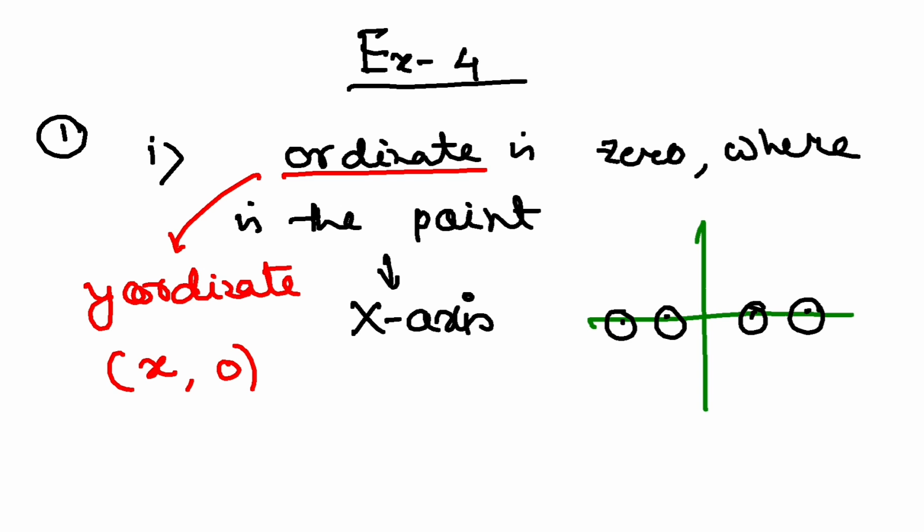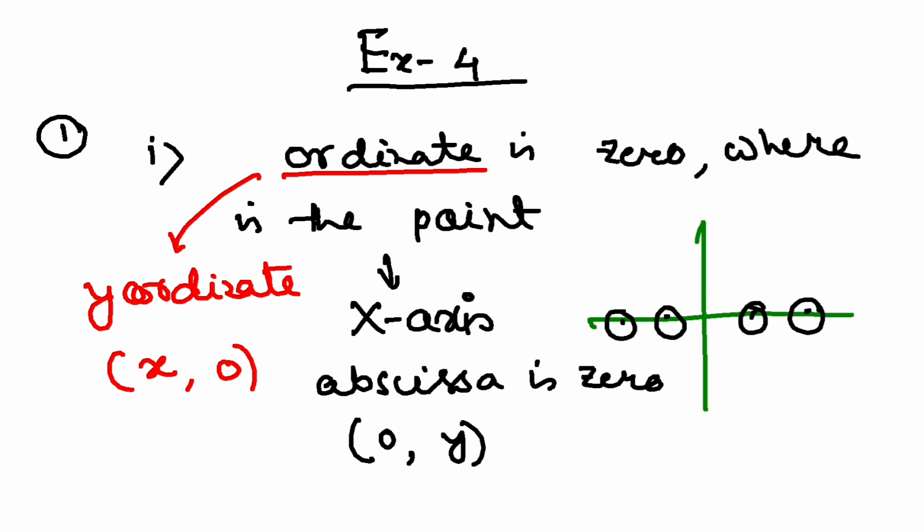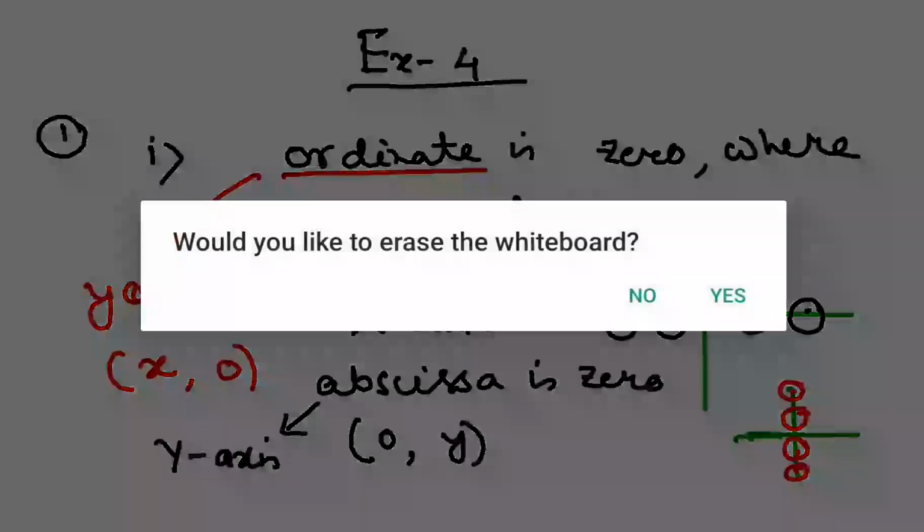Similarly, if I say its abscissa is 0, abscissa 0 means what? Abscissa is 0 means your x is 0, so the point will look like this. If I try to draw it in the graph, your x is always 0, y can be anything, so these will be my points like this. That means these points will lie on the y-axis. So if abscissa is 0, it will lie on the y-axis. Okay, this is all conceptual, no need to remember anything. If you remember the concept, then it's very easy.